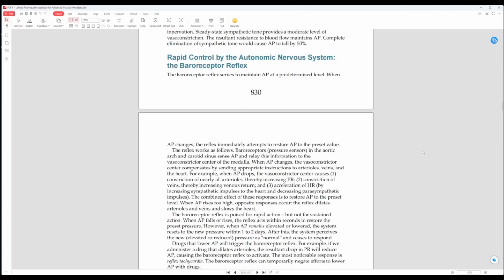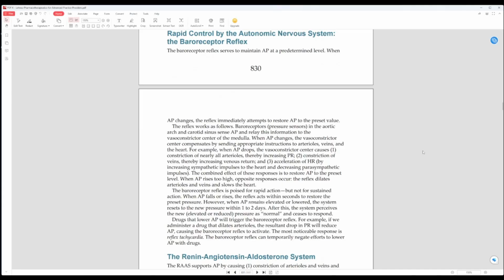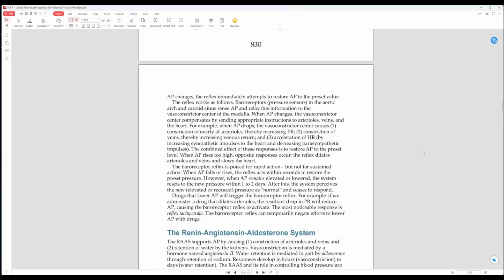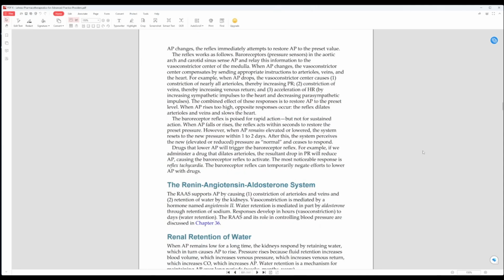So, rapid control by the autonomic nervous system: the baroreceptor reflex. The baroreceptor reflex serves to maintain arterial pressure at a predetermined level. When your arterial pressure changes, the reflex immediately attempts to restore arterial pressure to the preset value. The reflex works as follows. Baroreceptors, or pressure sensors in the aortic arch and carotid sinus, sense arterial pressure and relay this information to the vasoconstrictor center of the medulla.